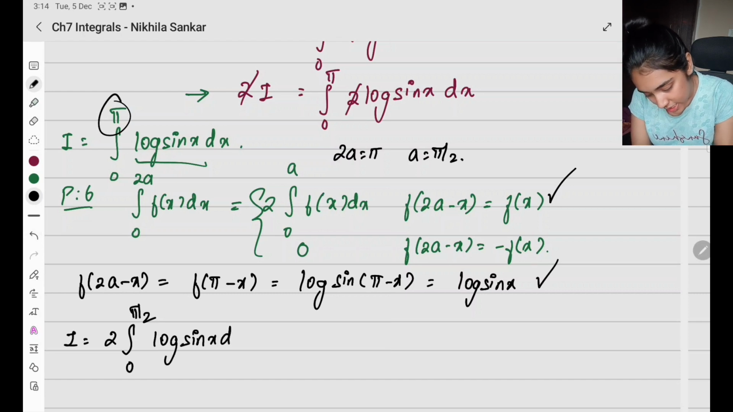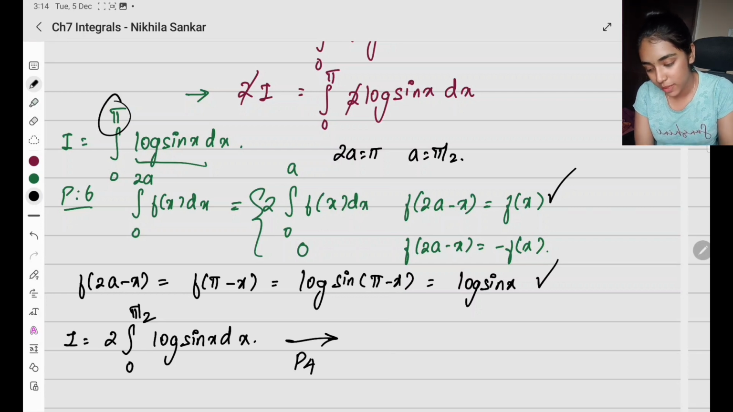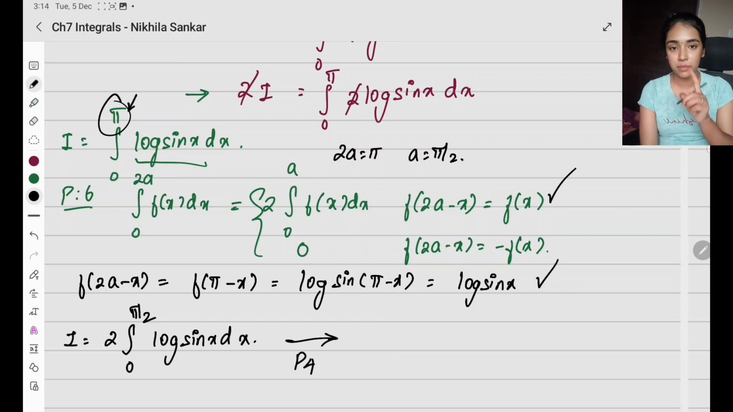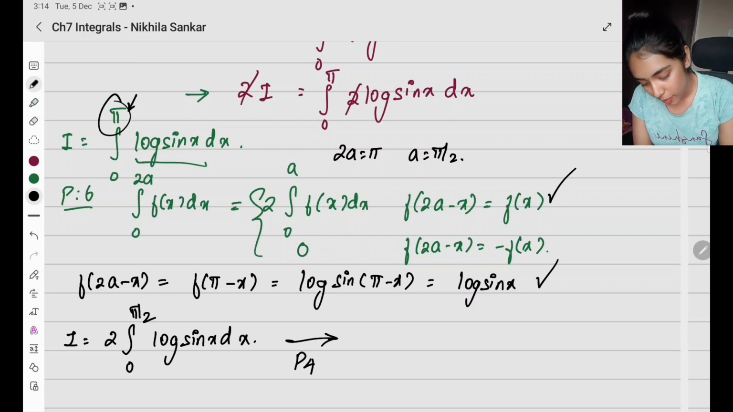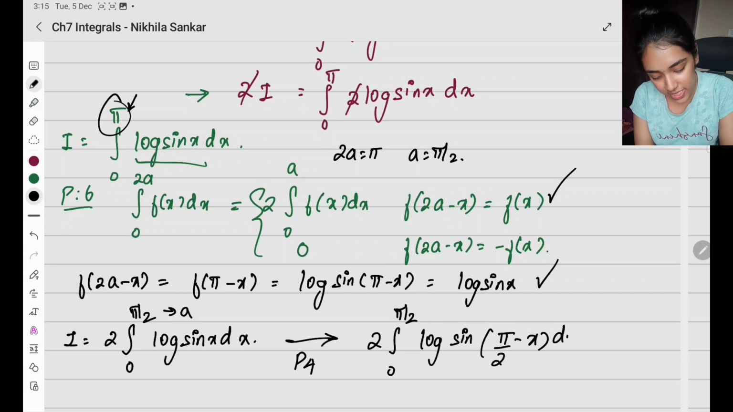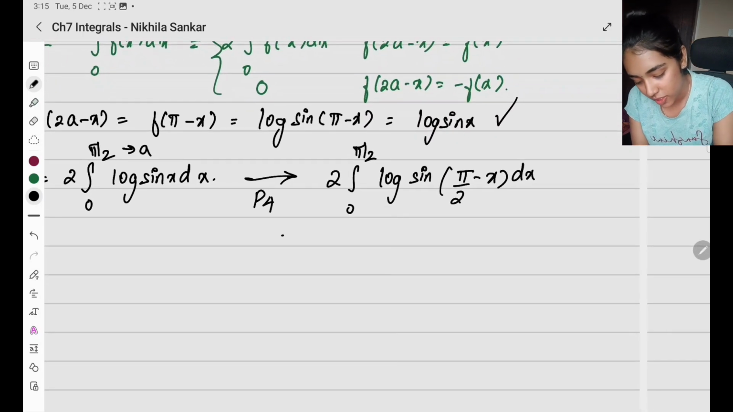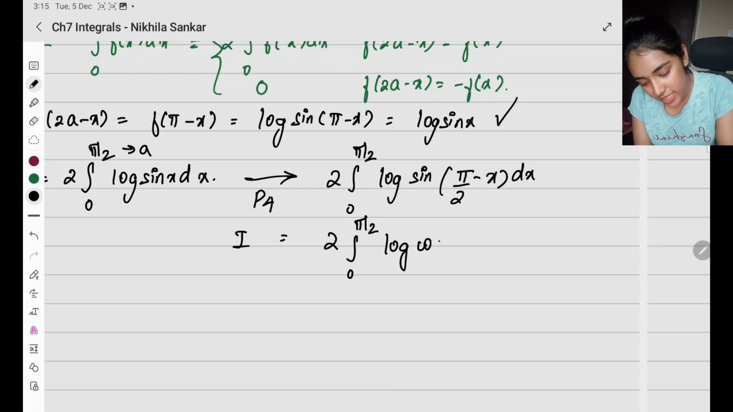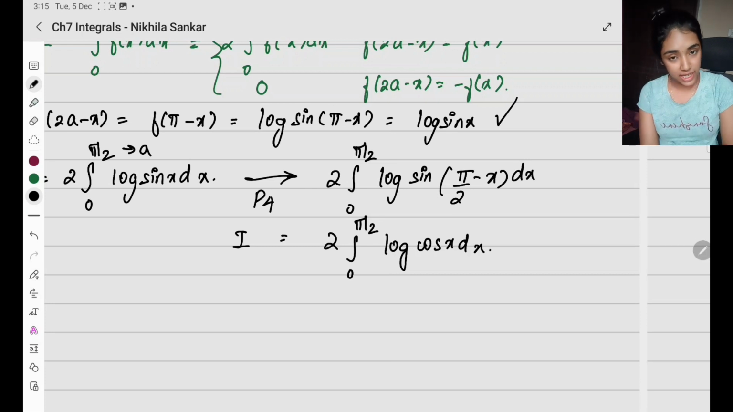sin x times dx. Now I am going to use property number 4 again. Here, why did we not use property number 4 earlier? Because it would only give pi minus x. Now I can use property number 4 where my a value is pi divided by 2. So I have 2 times integral 0 to pi by 2 log sin of, instead of x, I am going to put a minus x, so pi by 2 minus x times dx. So from here I can write my I to be 2 integral 0 to pi by 2 log of sin of pi by 2 minus x, which is going to be cos x times dx.